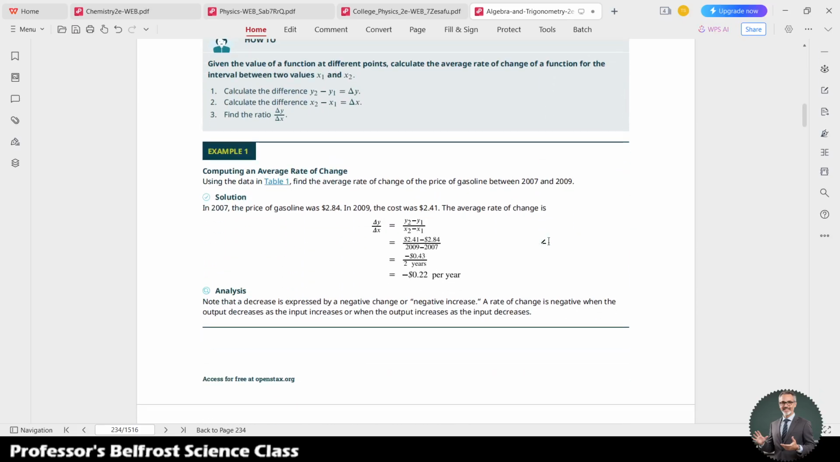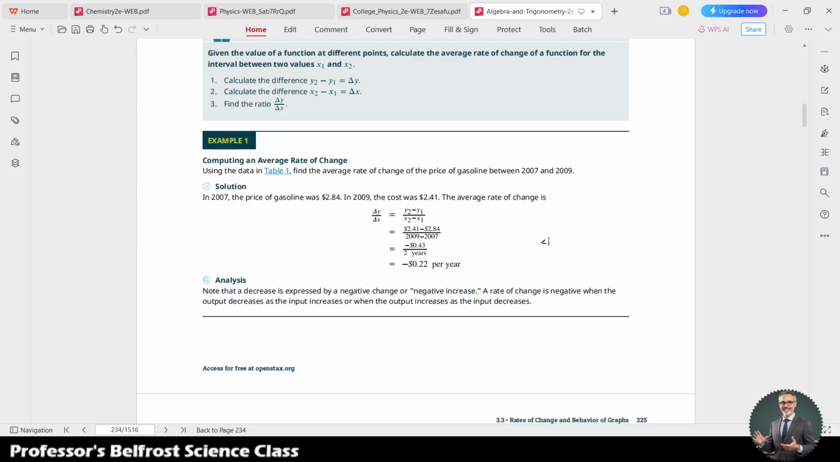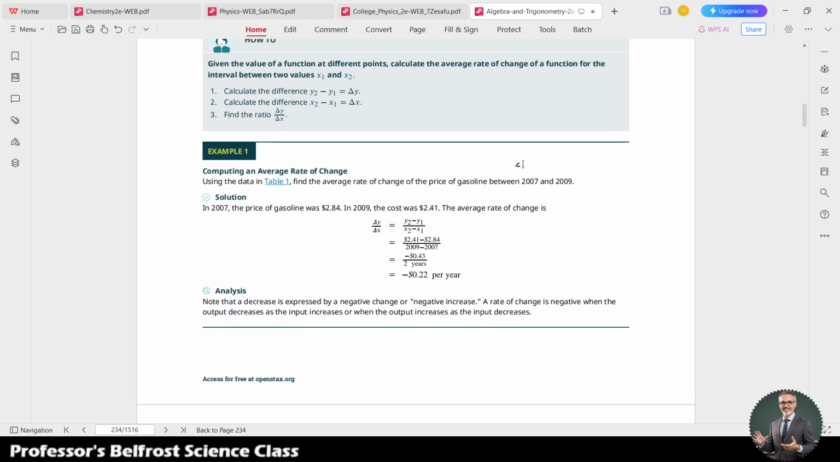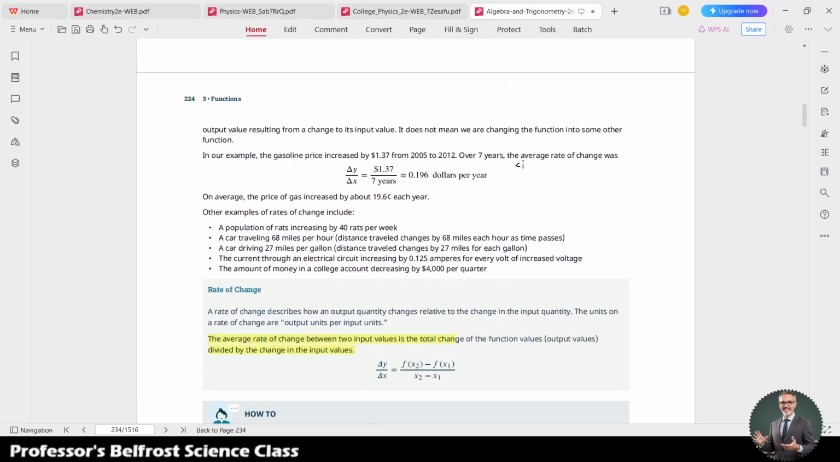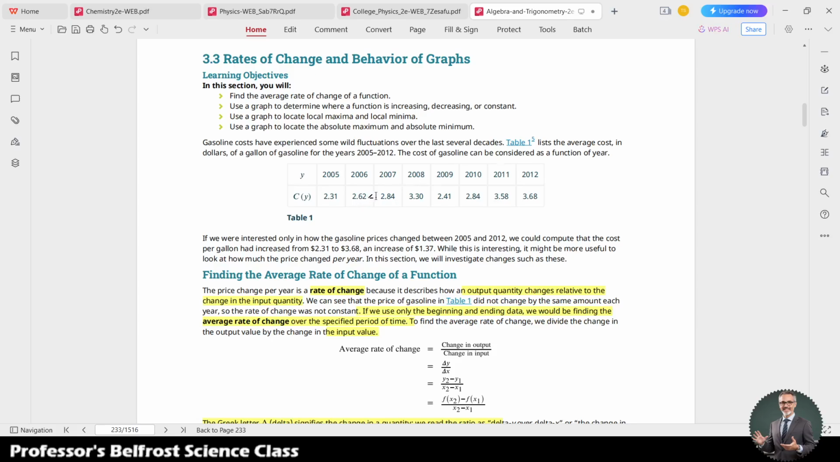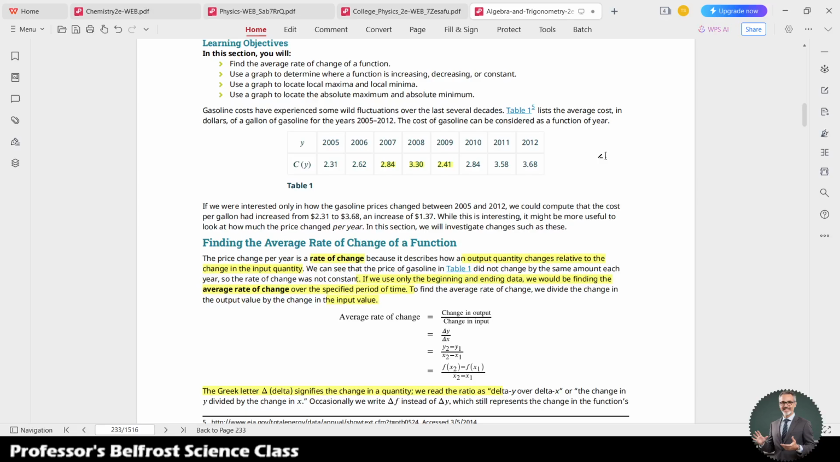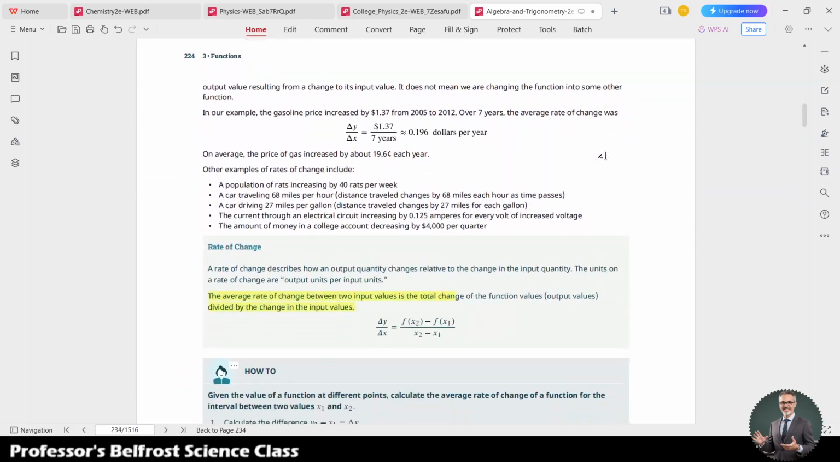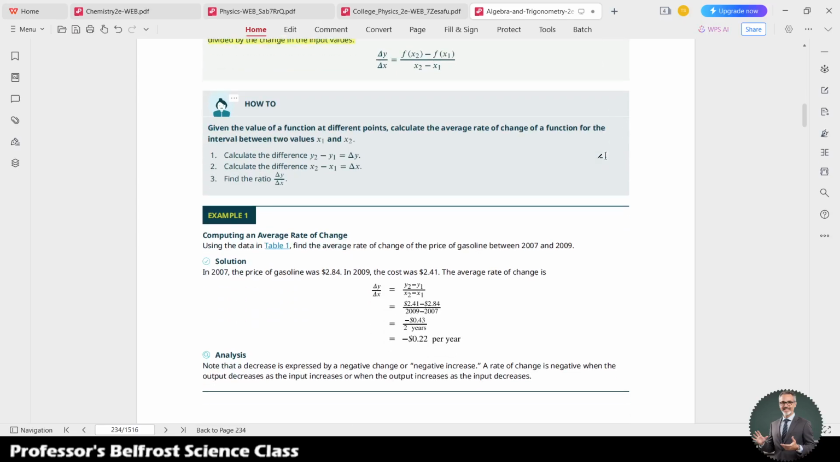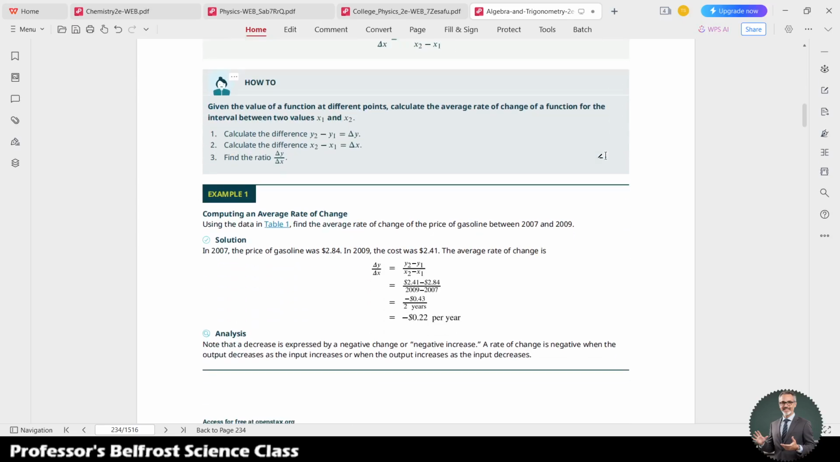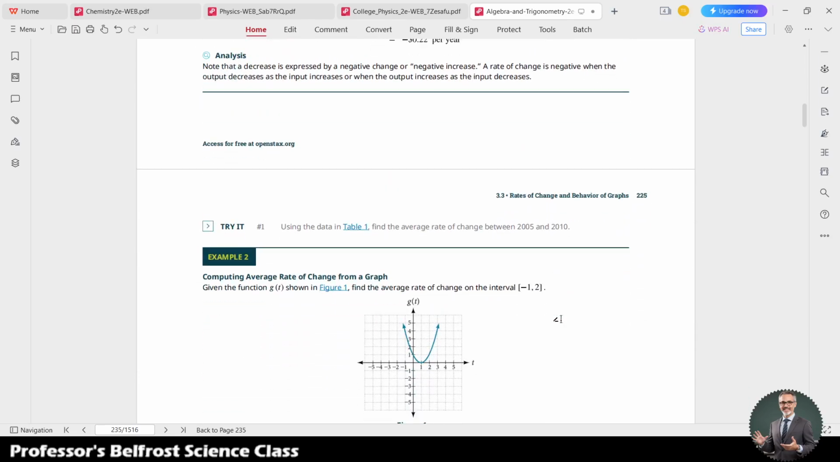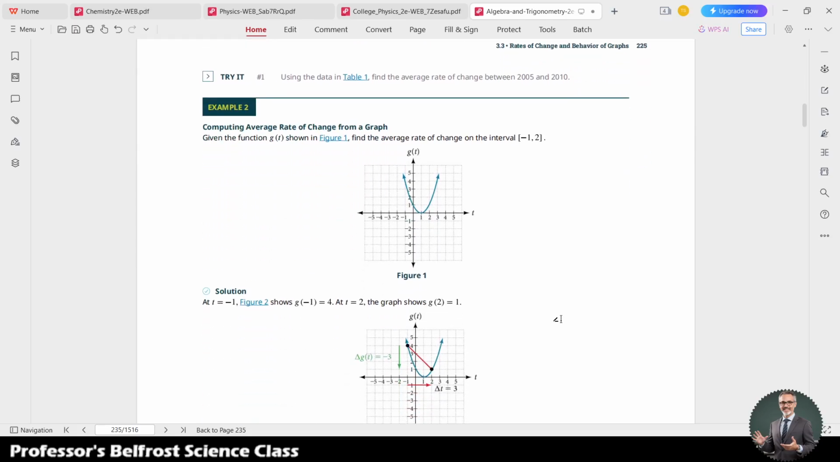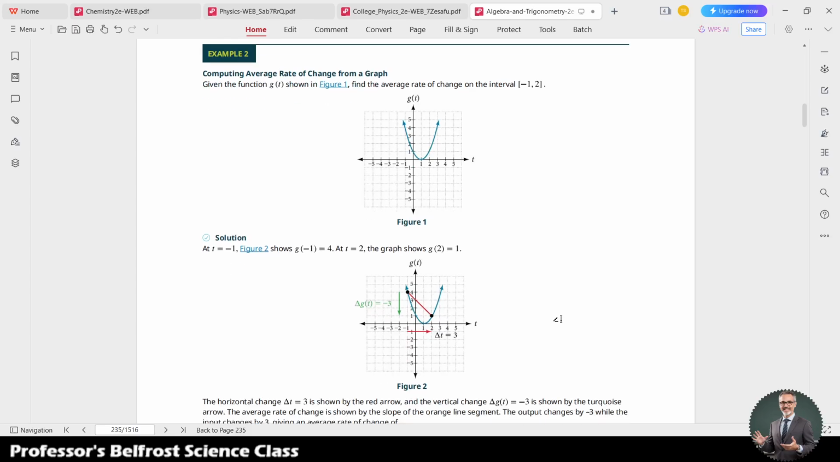So let's solve this problem using the data in table 1 for the price of gasoline between 2007 and 2009. So 2.41 minus 2.84 is minus 0.43, divided by 2. This is easy actually.